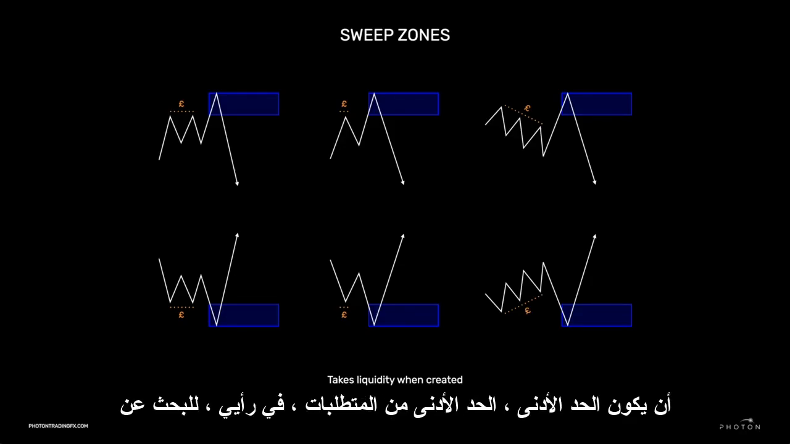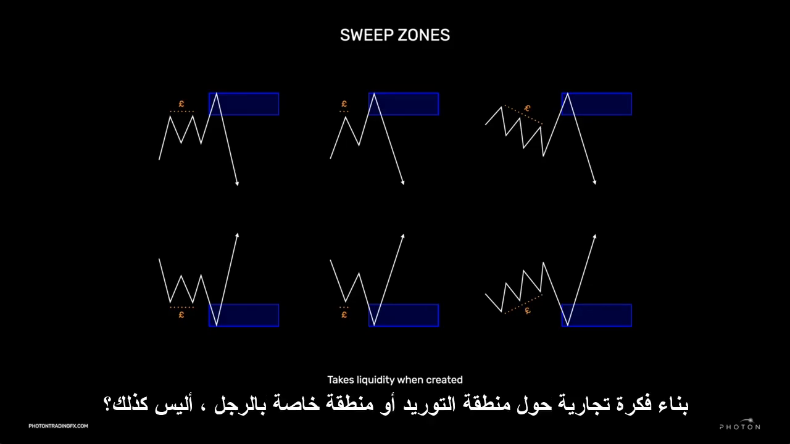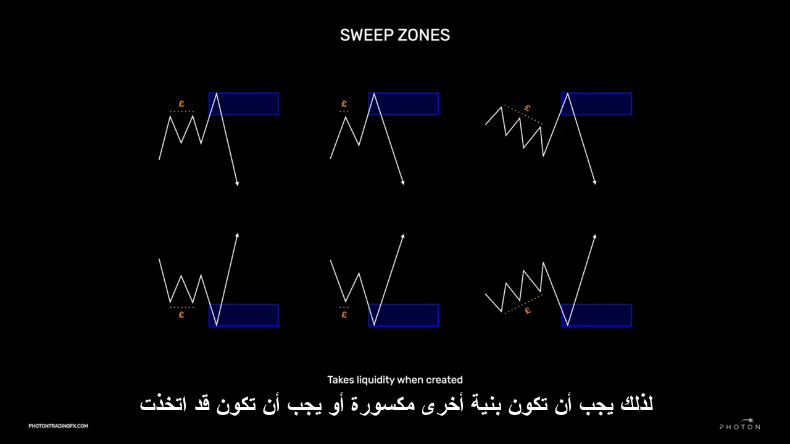And they should be a minimum requirement, in my opinion, for looking to build a trade idea around a supply zone or demand zone, right? Or looking to trade directly off it. So it needs to either have broken structure or it needs to have taken out another zone, right?